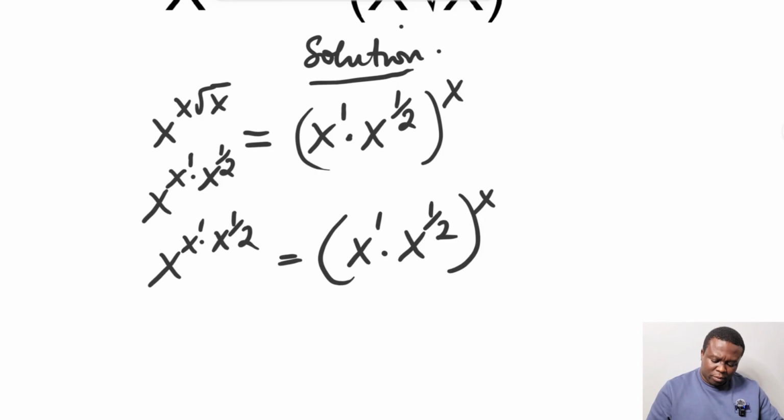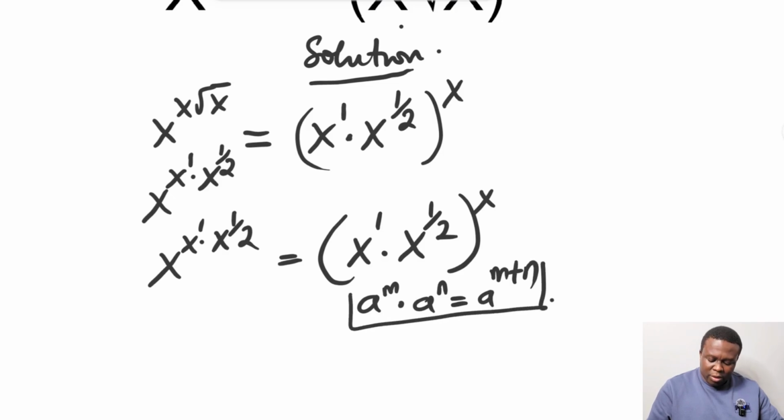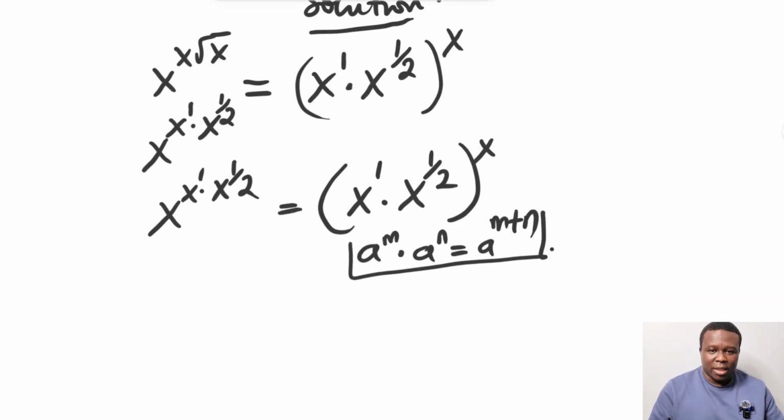So now we have a formula that a raised to the power m times a raised to the power n is equal to a raised to the power m plus n, okay? So having this formula in mind, on the left-hand side we add up the powers, and on the right-hand side do the same thing as well. So now we have x raised to the power x.